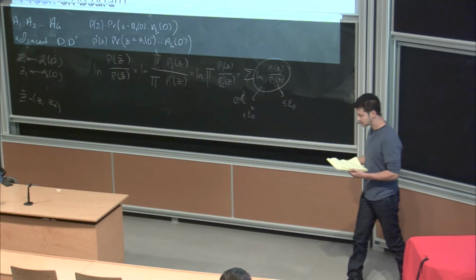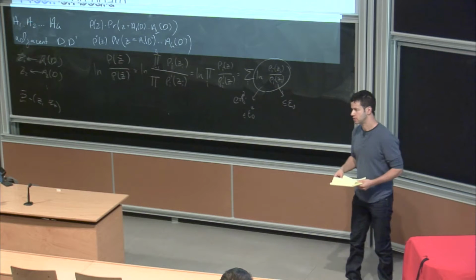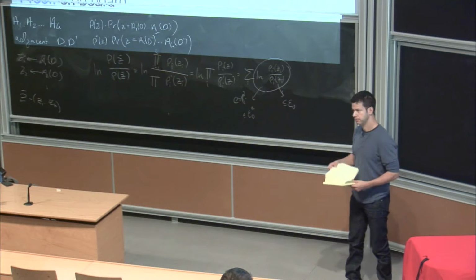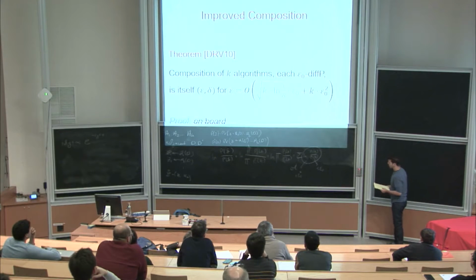Okay, if you ask me to, I'll show you the Azuma. Otherwise, all I'll do is show you why the expectation is at most epsilon 0 squared. Okay, so just to ease up notation, let's show this in a general way.